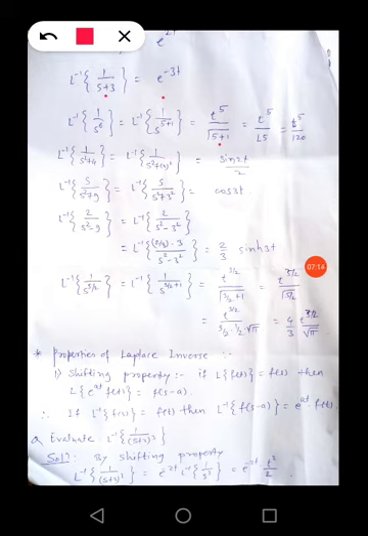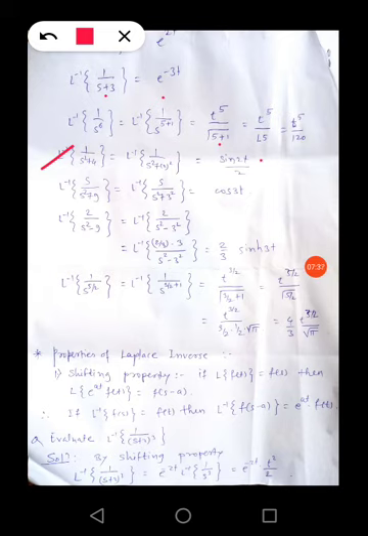Now let's see Laplace inverse of 1 over s square plus 4. So this is nothing but Laplace inverse 1 upon s square plus 2 square. So this is nothing but sin 2t divided by 2 by using that formula. Laplace inverse s over s square plus 9 is nothing but Laplace inverse of s divided by s square plus 3 square, which is nothing but cos 3t.